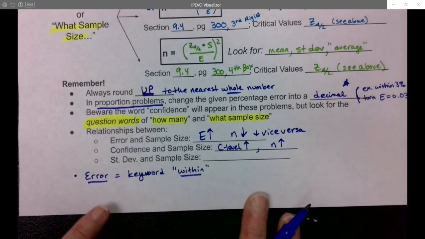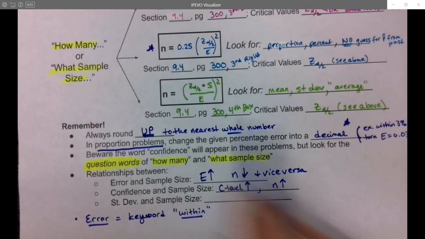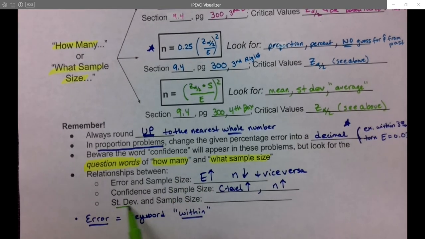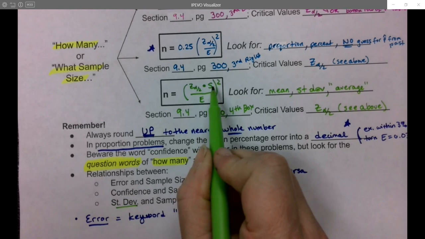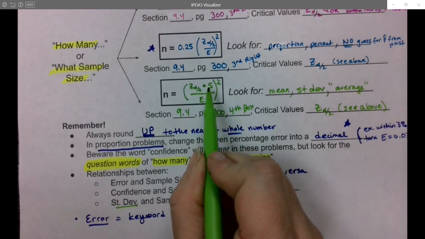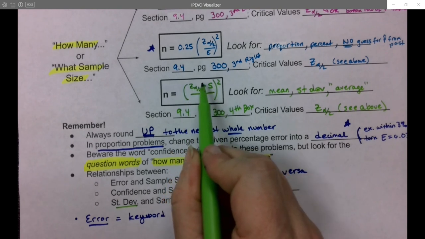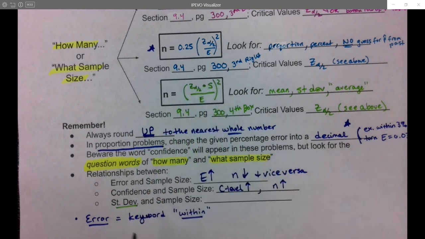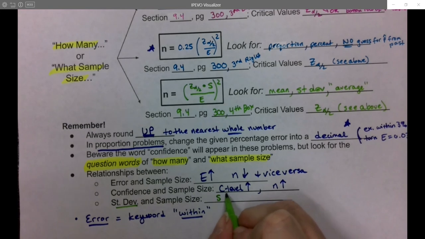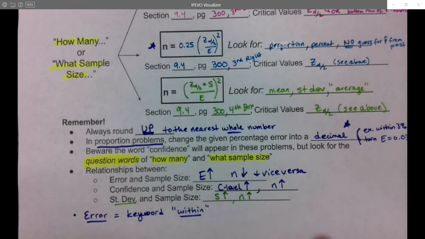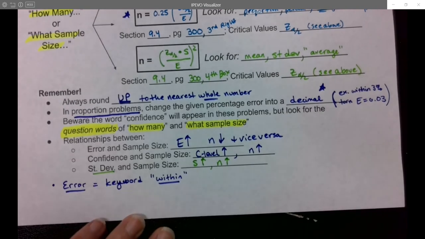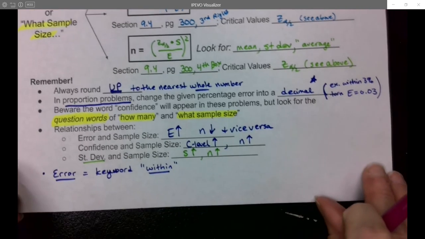Okay? Standard deviation only affects this green one right here. Standard deviation is that S right there. Now notice it is also in the numerator. So if it gets larger, then this whole fraction gets larger. And if the whole fraction gets larger, then n gets larger. So if S goes up, n goes up also.